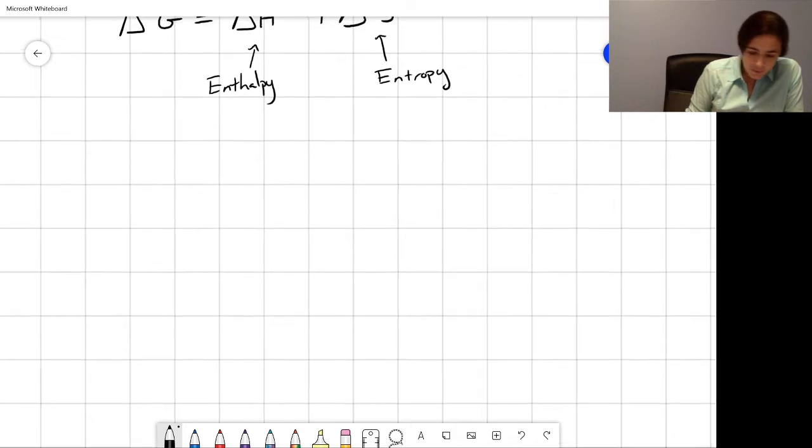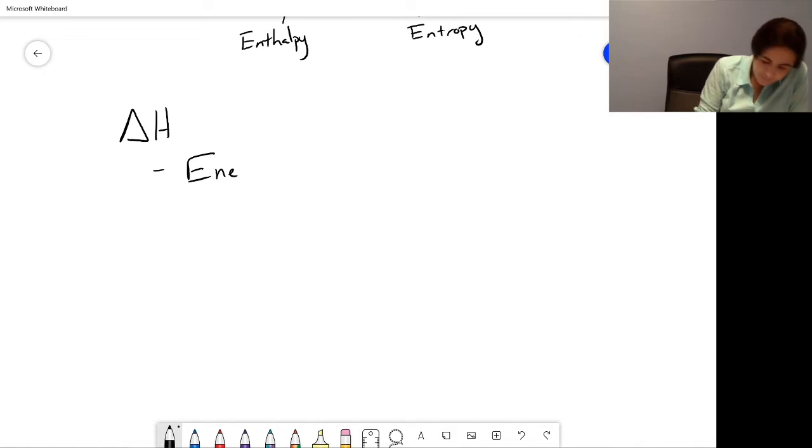So we're going to quickly talk about enthalpy first, delta H. This is the energy associated with bond breaking and bond making.